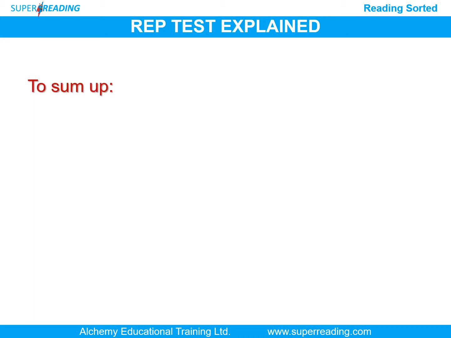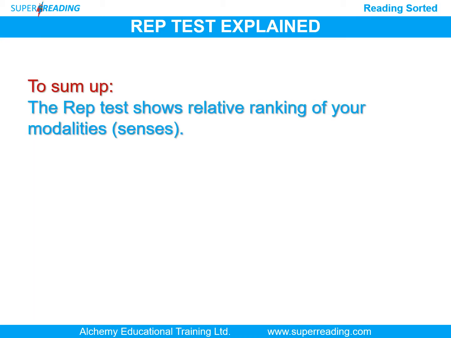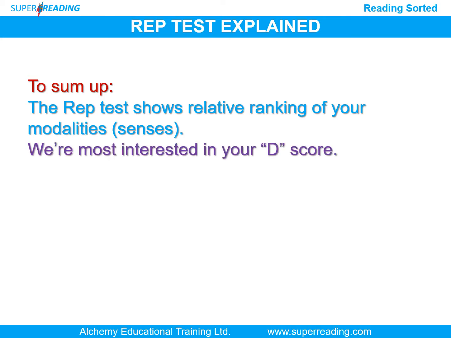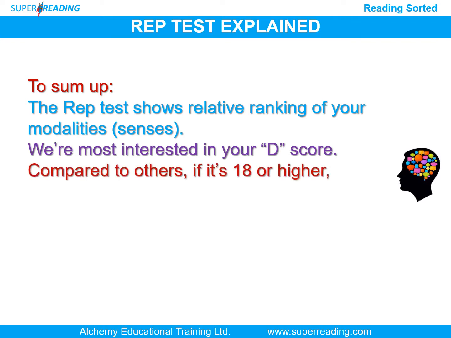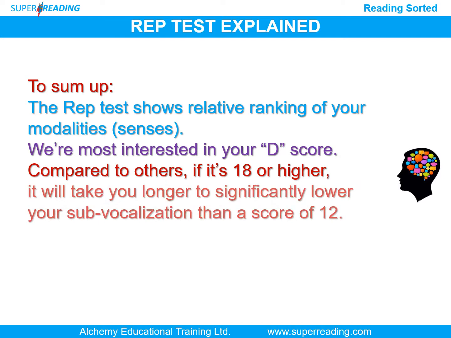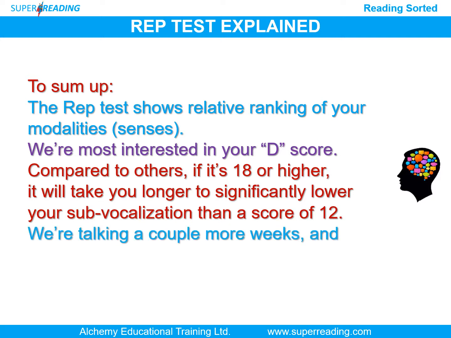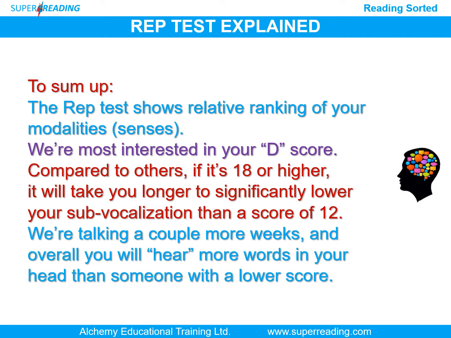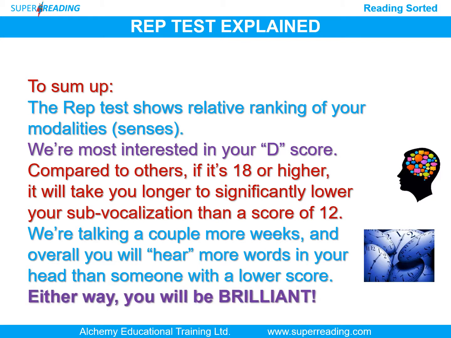To sum up, the rep test shows relative ranking of your modalities or senses. In SuperReading, we're most interested in your D score. Compared to others, if it's 18 or higher, it will take you longer to significantly lower your subvocalization than a score of 12. We're talking a couple more weeks, and overall you will hear more words in your head than someone with a lower score, no matter how much time goes by. Either way, you will be brilliant.